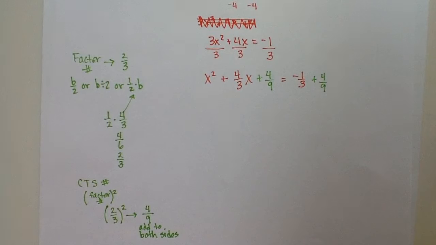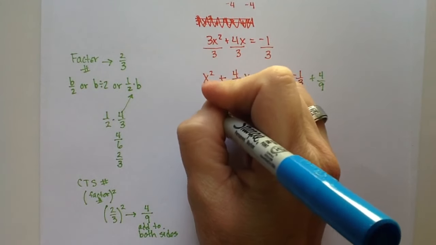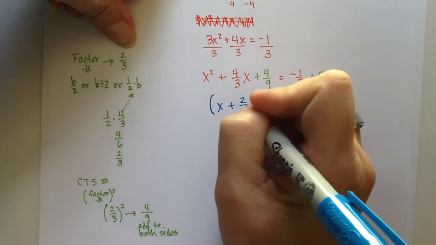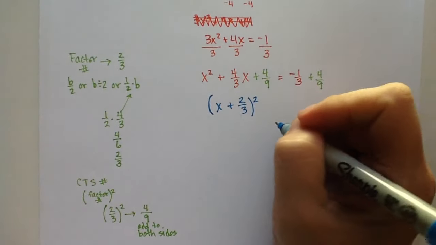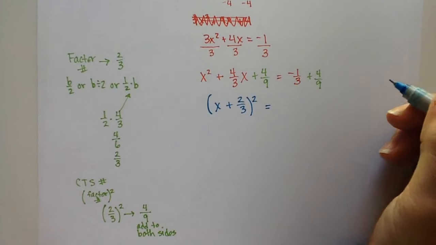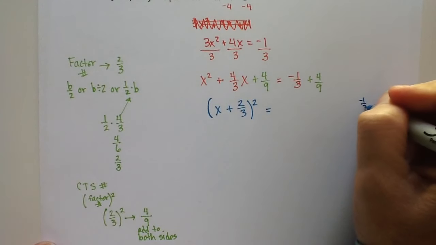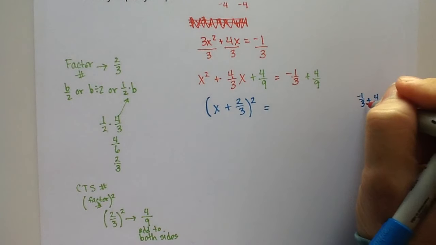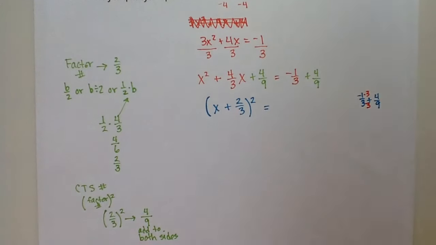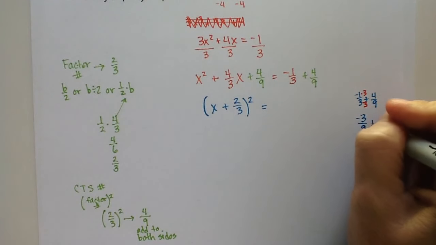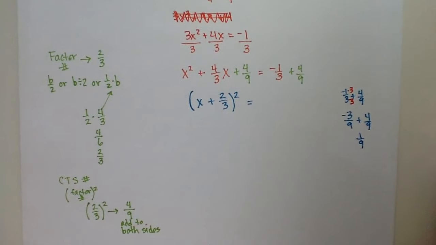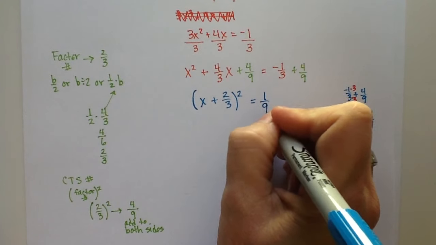My next step is going to be to factor. That's the easy step. So when I factor, I just go x, I take my factoring number. Since it was positive, it will be plus 2/3 squared. And that's going to equal whatever I get when I add -1/3 plus 4/9. I need a common denominator, so I'll have to do times 3 times 3. So that's -3/9 plus 4/9, which is going to give me 1/9. So on the right side, it's going to equal 1/9.